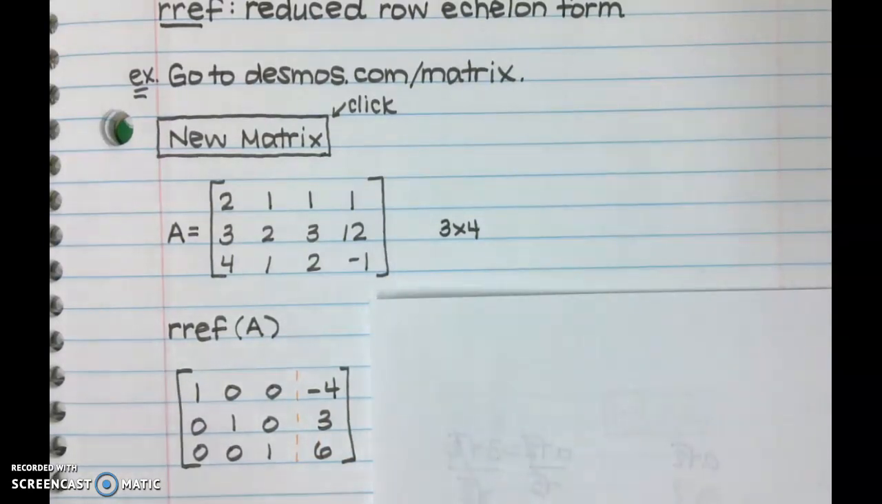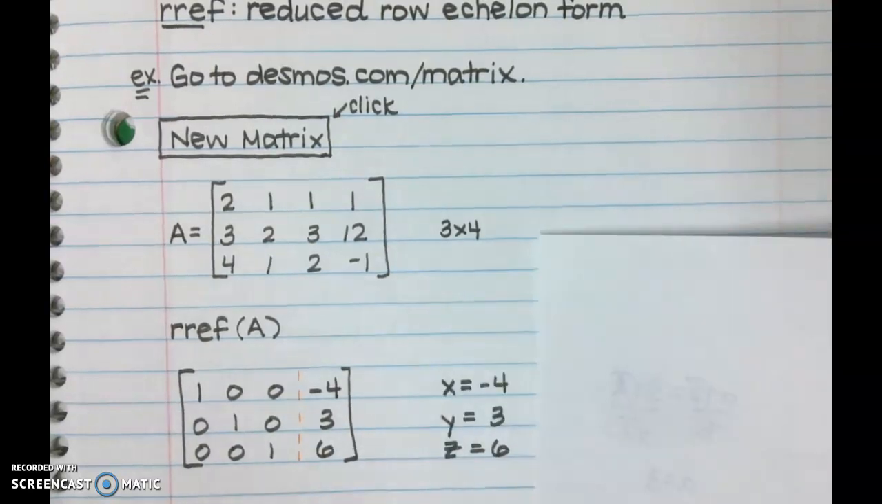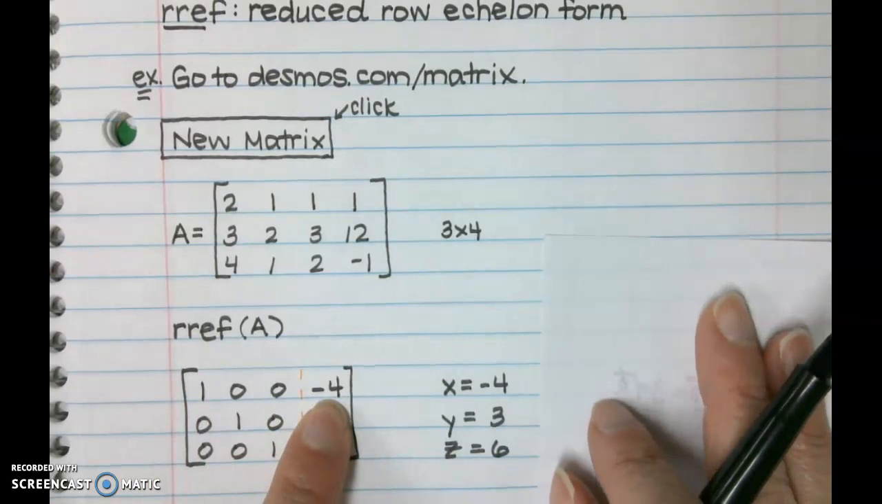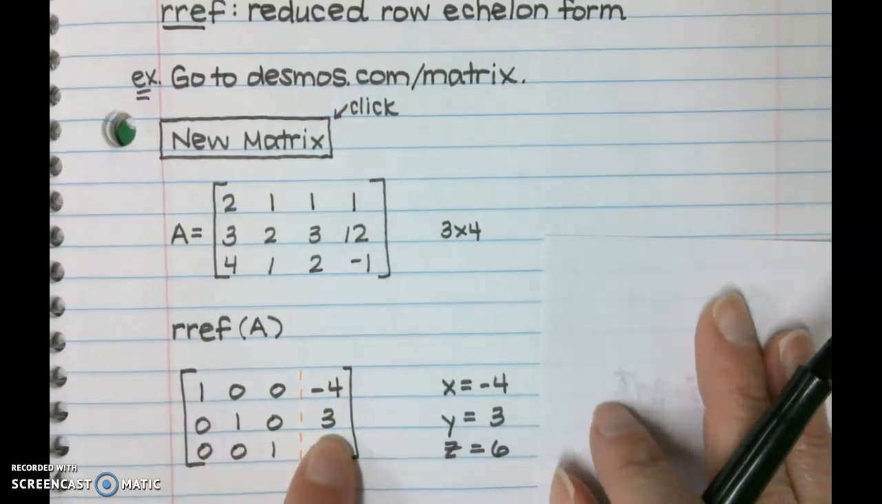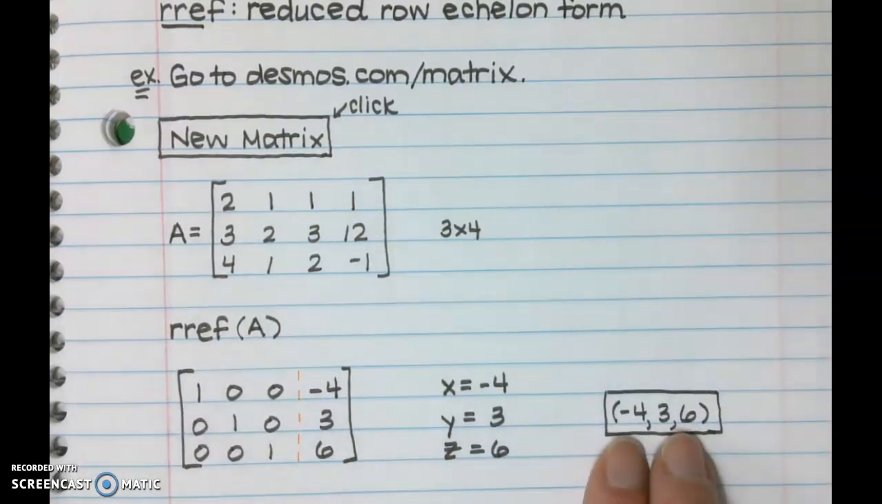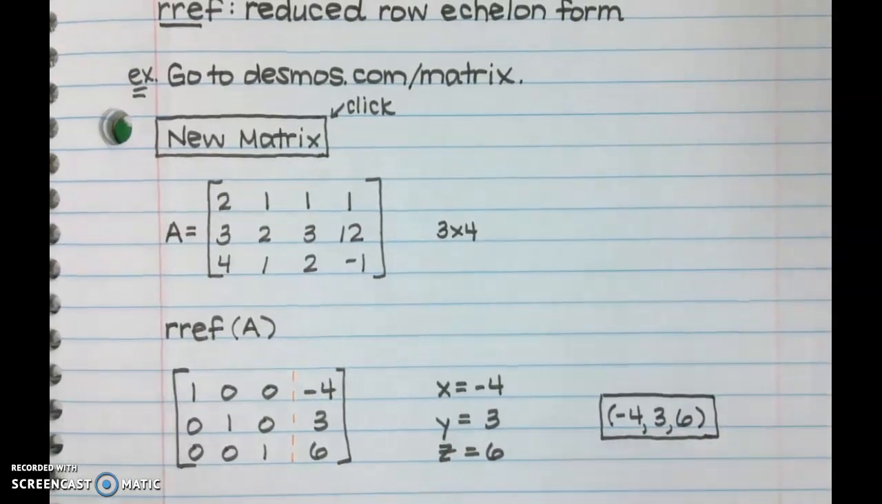So what this is telling me is my solution. It says when I have 1x, it's equal to -4. When I have 1y, it's equal to 3. When I have 1z, it's equal to 6. And so in an ordered triple, the solution to this system is (-4, 3, 6). That is a much faster process for solving that system than what we experienced when we solved by hand.